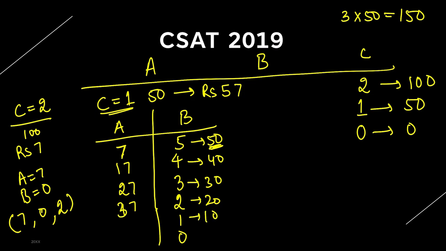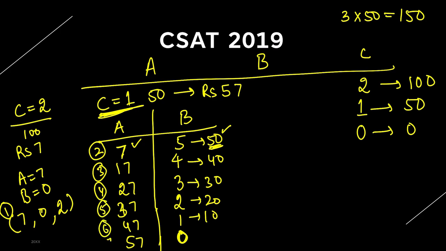37 from 10 rupee notes, 47 from here, or in the last case I take nothing, no 10 rupee note, so all the 57 comes from 1 rupee notes. Right? So the combinations so far: this is the first combination, then the second combination means a 50 rupee note, 5 10 rupee notes, and 7 1 rupee notes. Third combination is this, fourth is this, fifth is this, sixth is this, seventh is this. I hope this is clear.